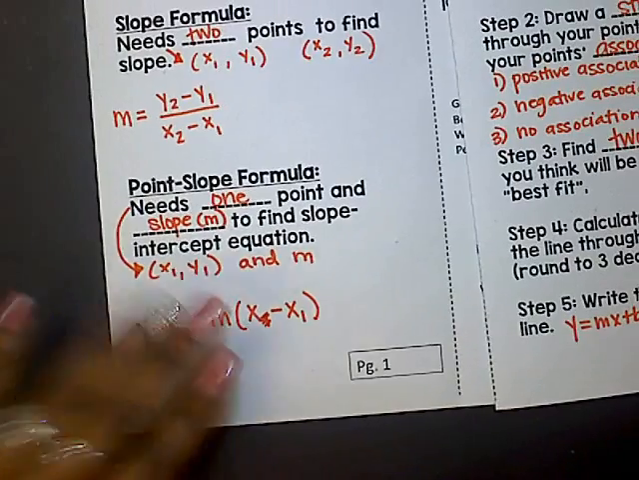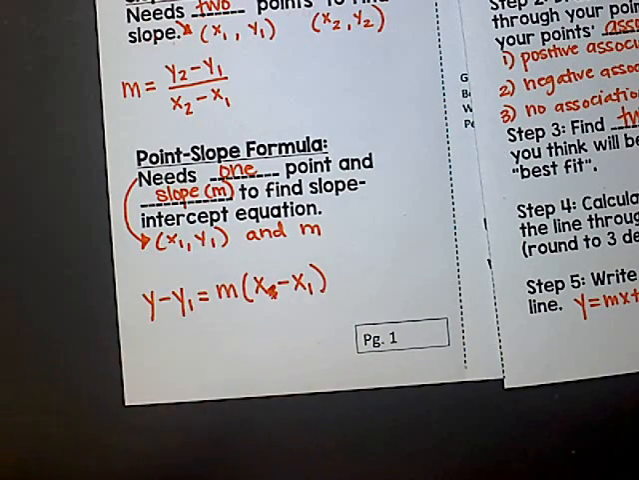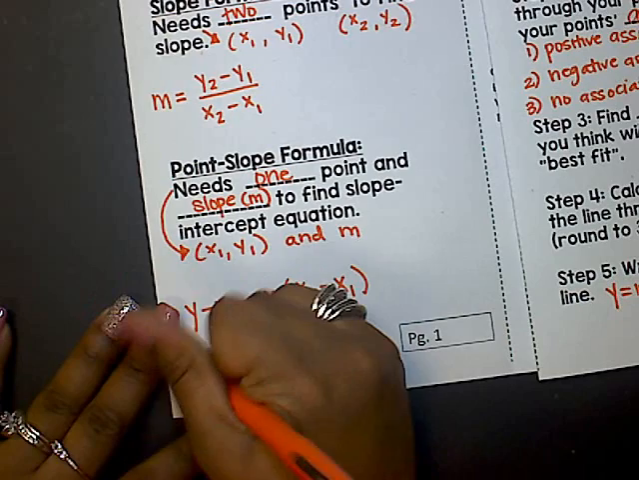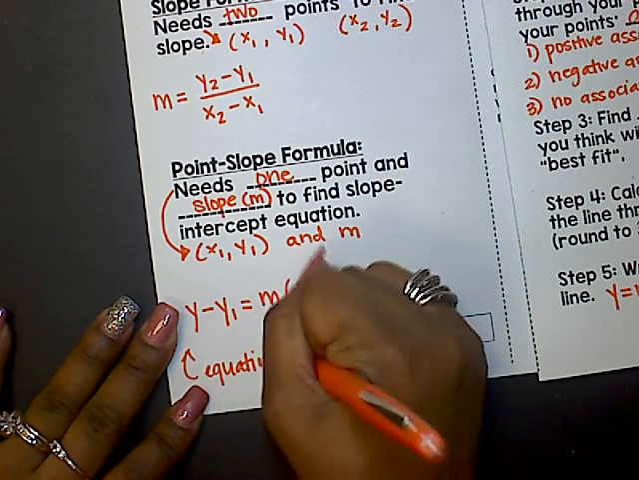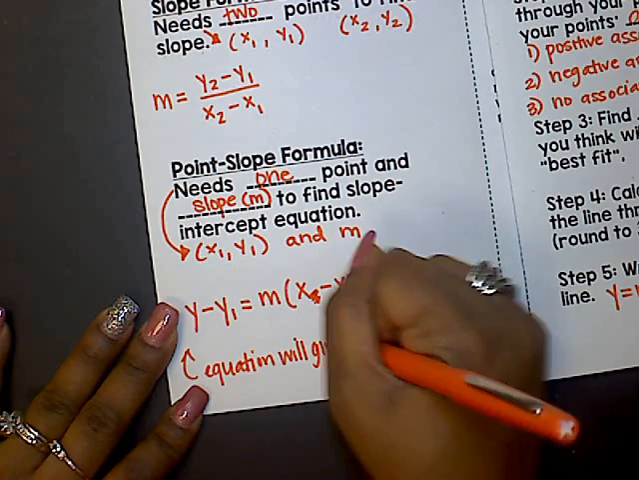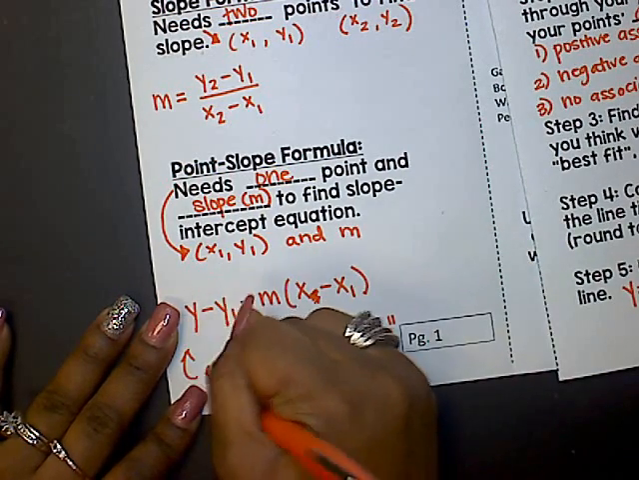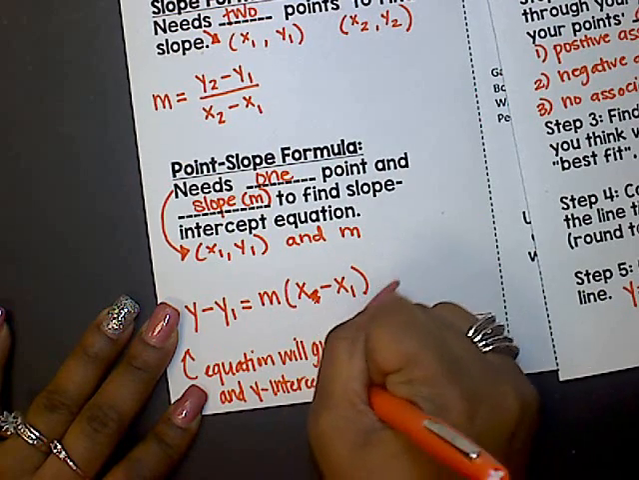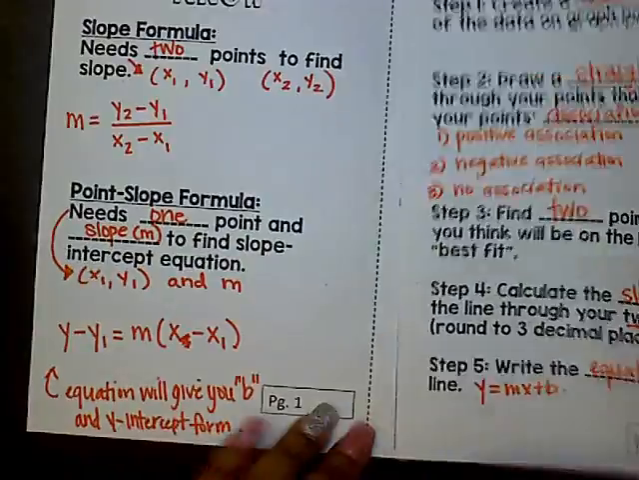And we'll practice this later. This is going to help you find the equation of your line without having to do anything extra to find b. This will give you b automatically. So I'll write that. Equation will give you b in y intercept form. Okay? Write that down. Now we're going to practice.